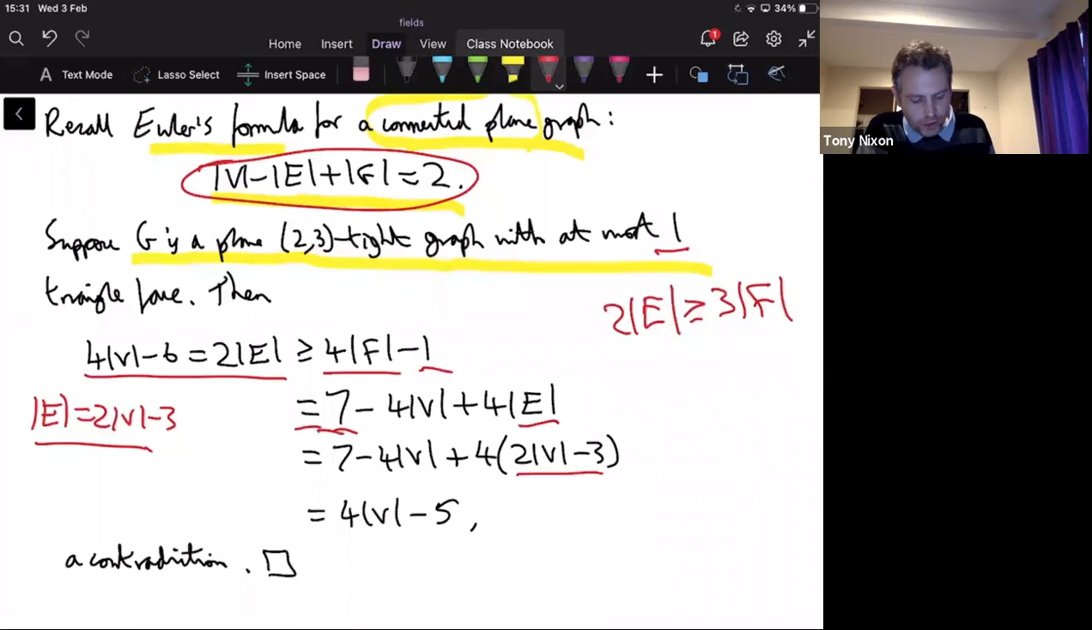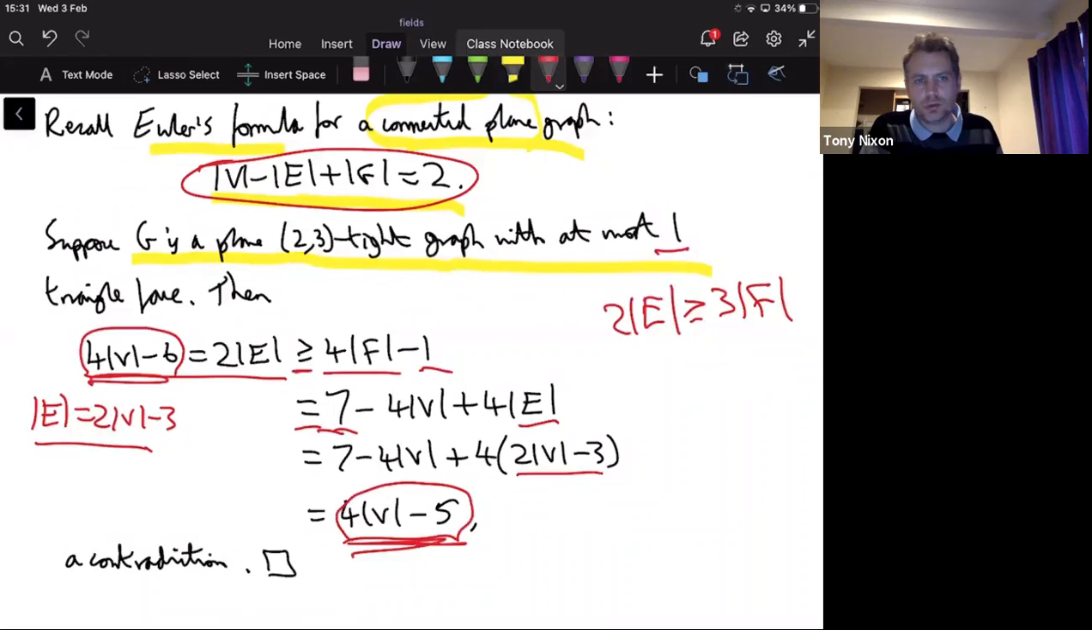And just simplify. And so now I know that 4V minus 6 — I didn't do the calculation out, but hopefully it's not too fast — 4V minus 6 is greater than or equal to 4V minus 5, which is obviously a contradiction because this thing is definitely bigger than this thing. So we've proved that we have at least 2 triangles in our graph.